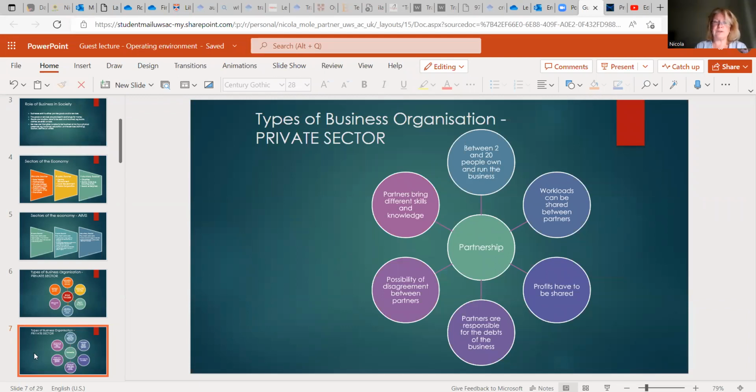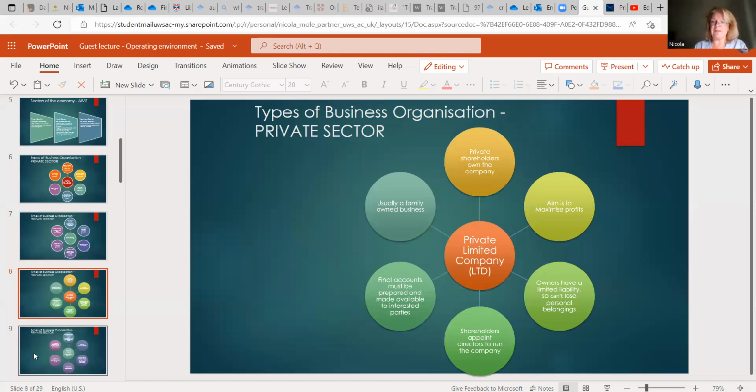There is the possibility of disagreement between partners as there is with anyone at work, but as they run the business and there are no managers as such, it can be a little more complicated to manage at times. With a partnership, you've got the benefit of different people bringing in different skills and knowledge to run the business, so it can make it quite a successful type of business structure.